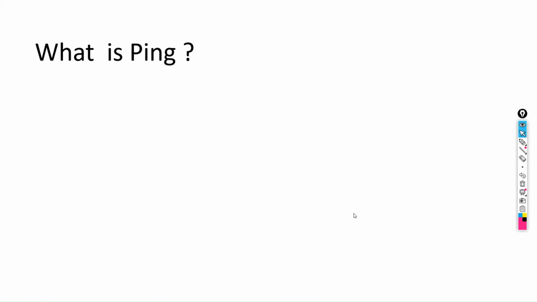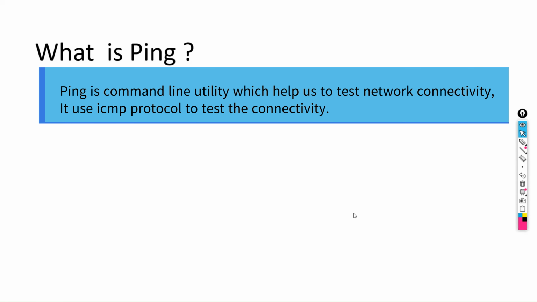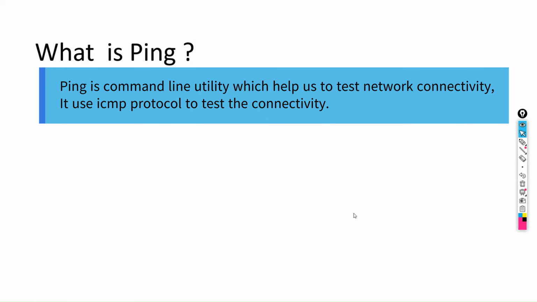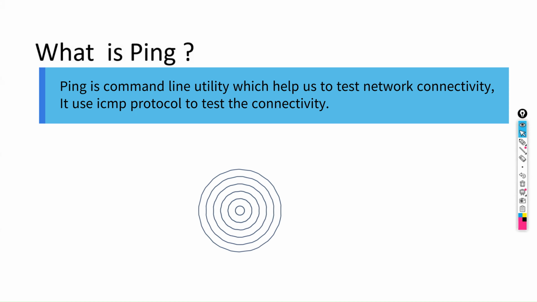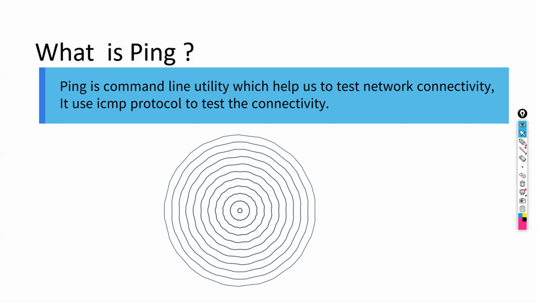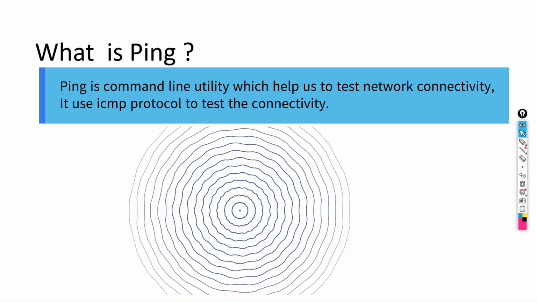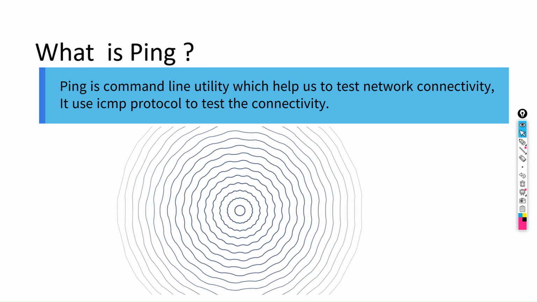So what is ping? Ping is a command line utility which helps us to test network connectivity. Ping was basically invented in 1983 by a scientist called Mike Muuss. He named this tool after the sound that sonar makes when it detects an object. So when sonar detects an object, it makes a sound, right? And based on that it was researched.